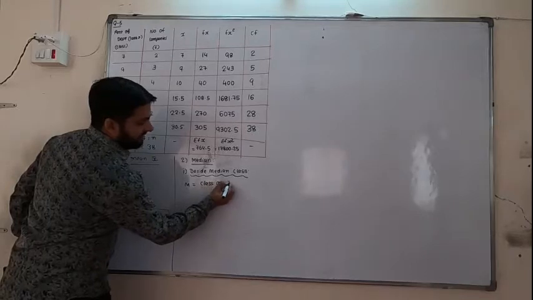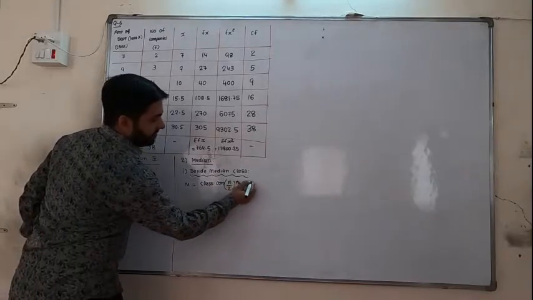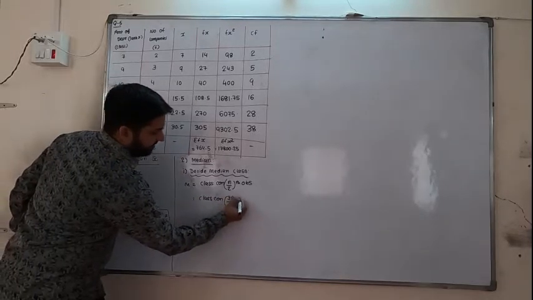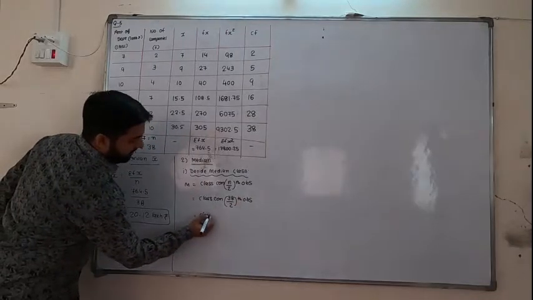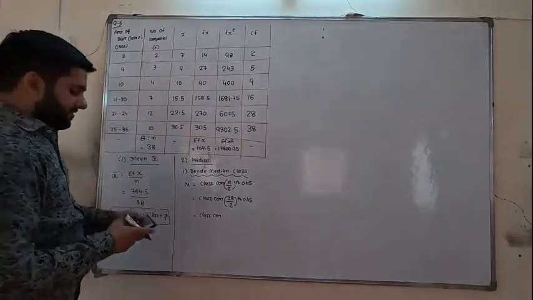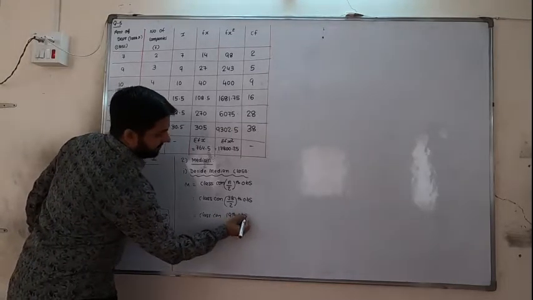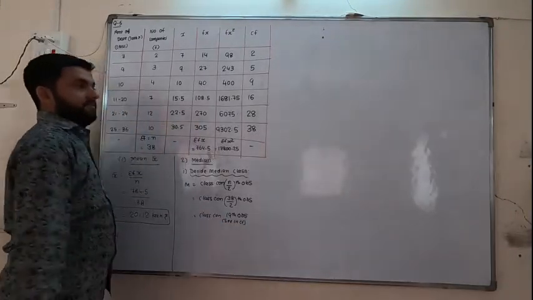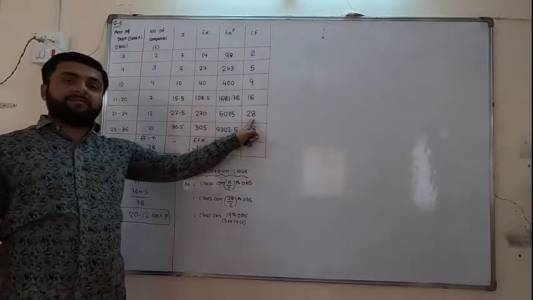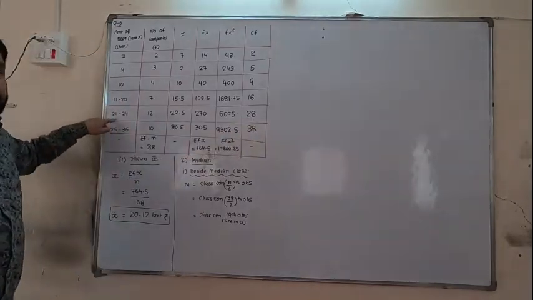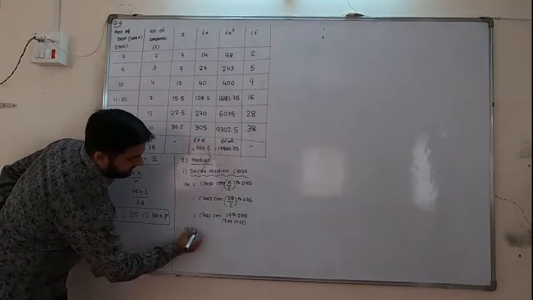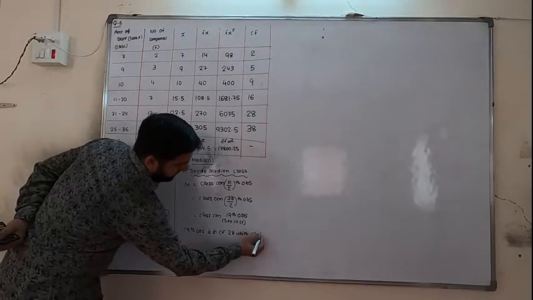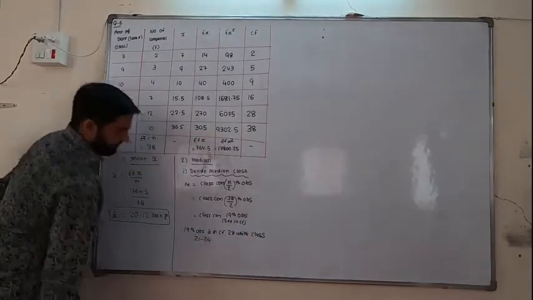So the class containing the n by 2 observation. So the class containing 38 by 2, which means the 19th observation, we have to see in the CF. The 19th observation in the CF will come at 28, and the class will be 21 to 24.